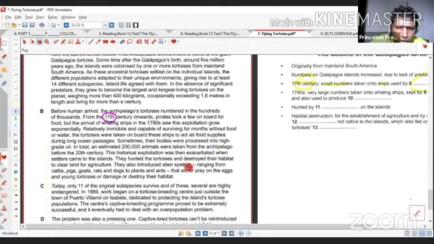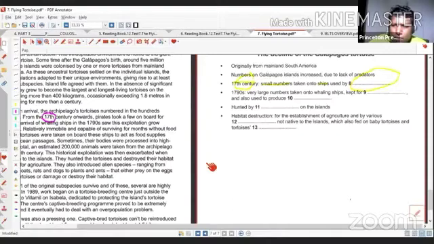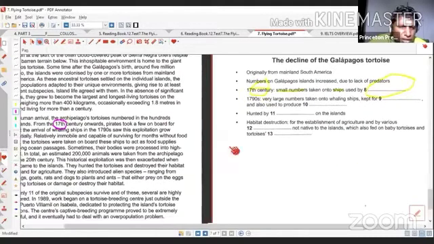Here, can you read it? They're talking about something small numbers taken onto ships, used by whom? No, they're talking about those tortoises. The tortoises were taken.